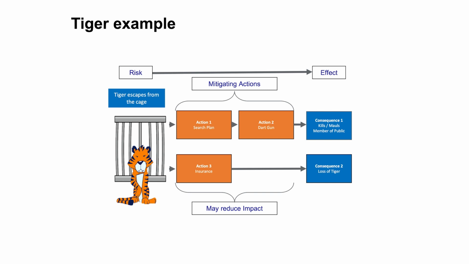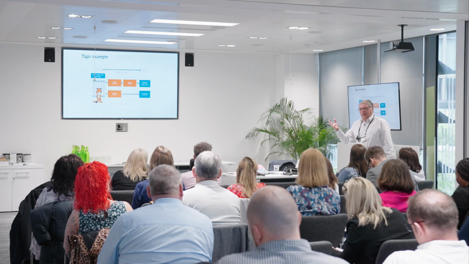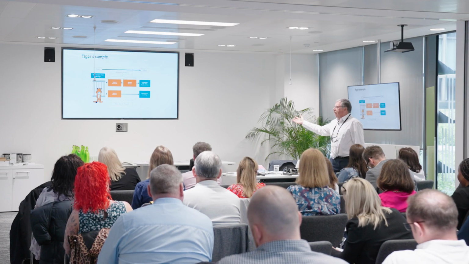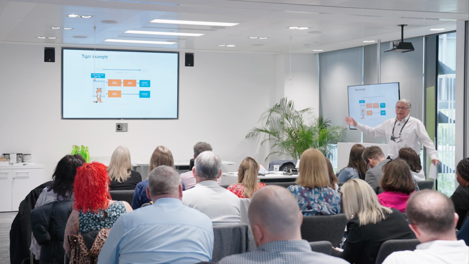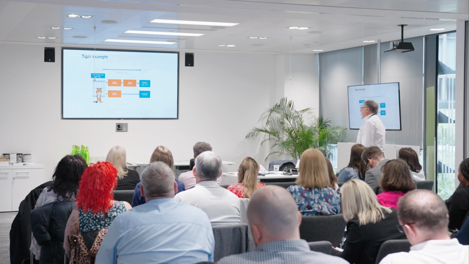That's usually a business continuity plan or something like that. In this case, there's a search plan, and we have access to a dart gun. For those in the room who know anything about insurance, I'm not sure that if we shoot the tiger, the insurance company will pay out for the loss of the tiger. But anyway, it's there by way of example.